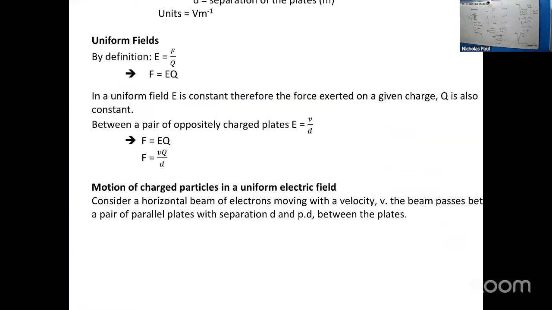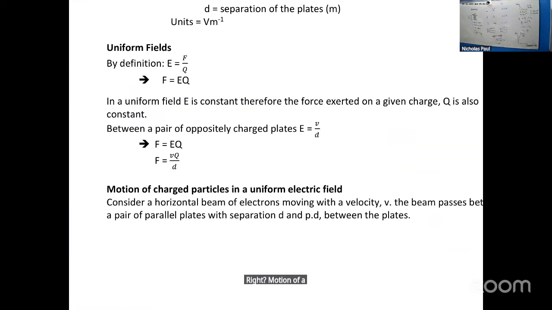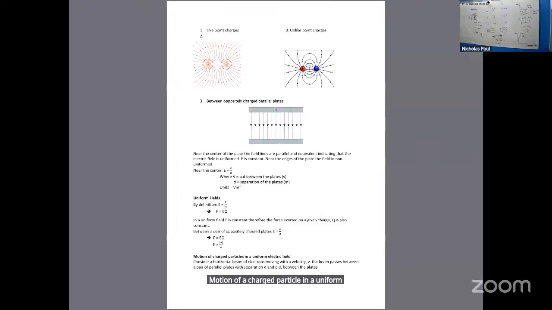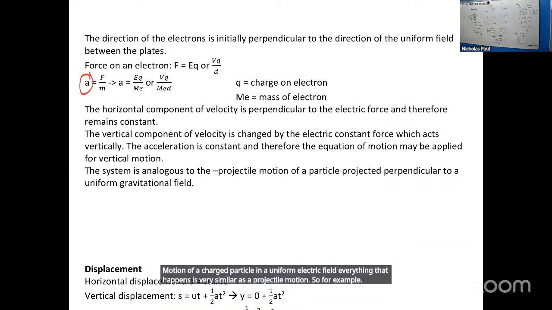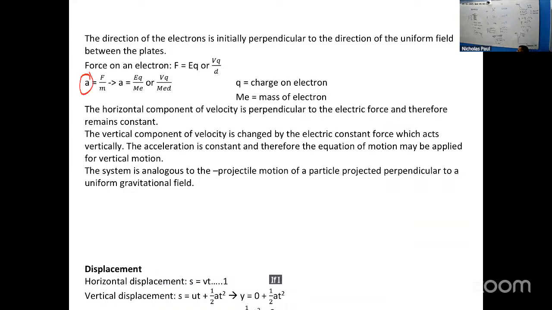Motion of a charged particle in a uniform electric field. Everything that happens here is very similar to projectile motion. So for example, if I said to find the acceleration of an electron moving through a uniform electric field, all we need to do is find the force and divide it by the mass of the electron. I just showed you how to find the force, so just divide it by the mass and you'll get this formula here.